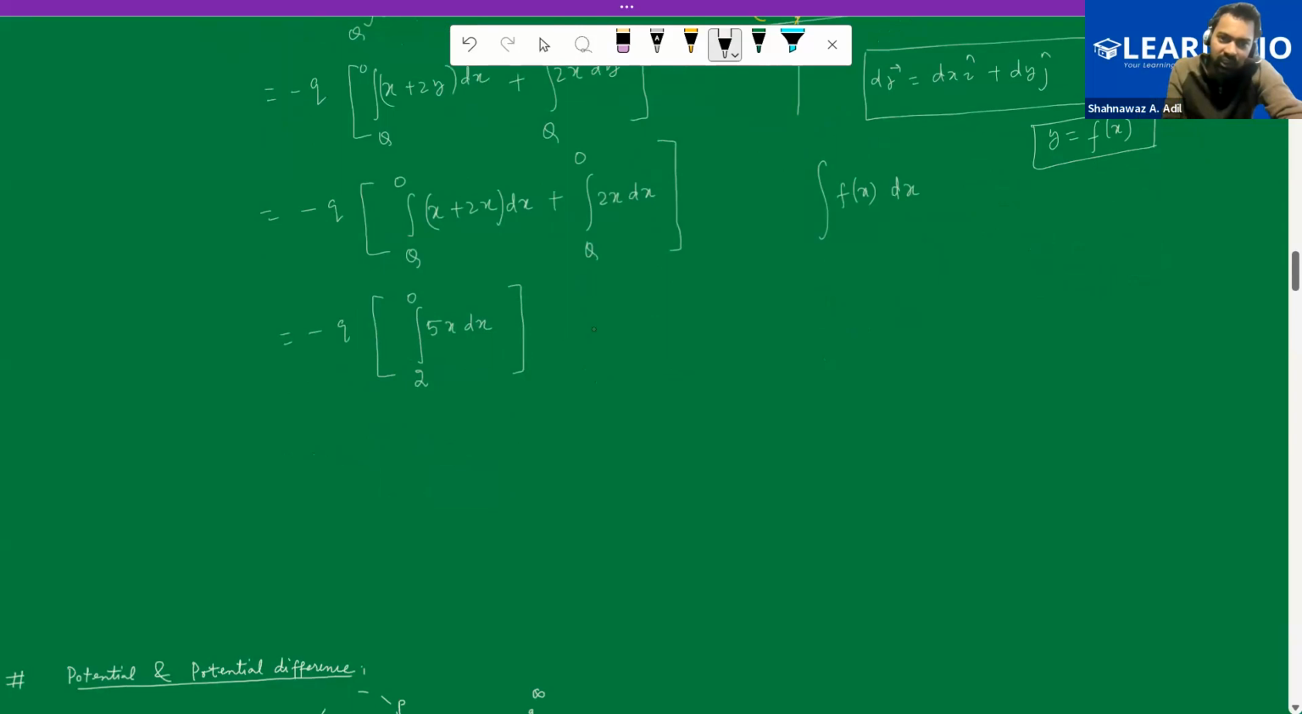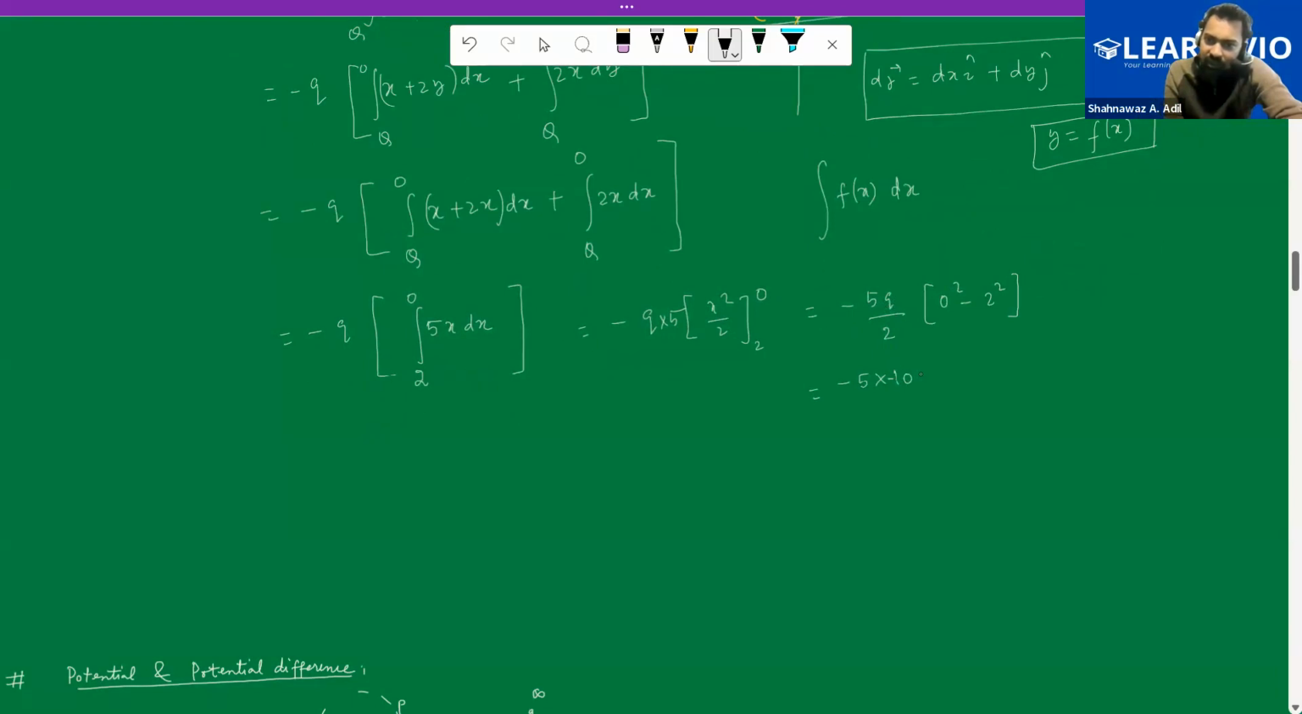So how much is this thing? This is minus q, and this 5 is taken outside, x squared by 2, right? From 2 to 0. So this would be minus 5q by 2, and then x square is how much? 0 square minus 2 square. Right, so this is minus 5, and then q is how much?